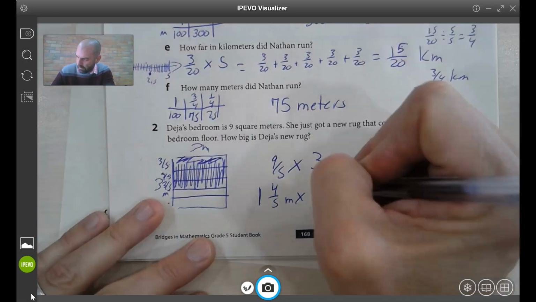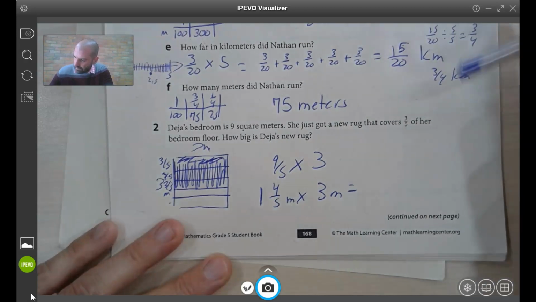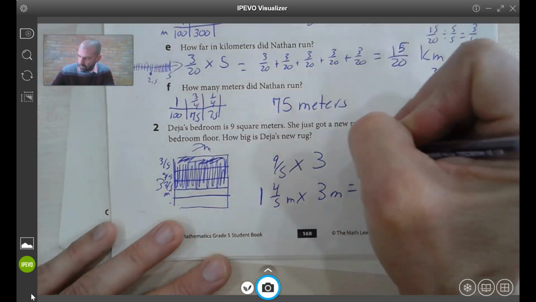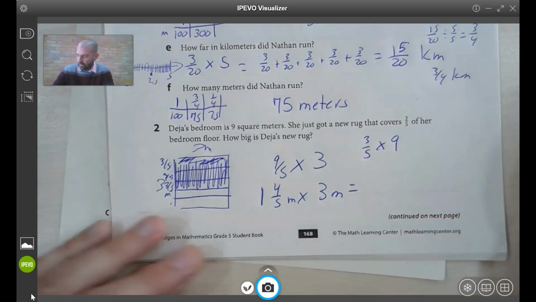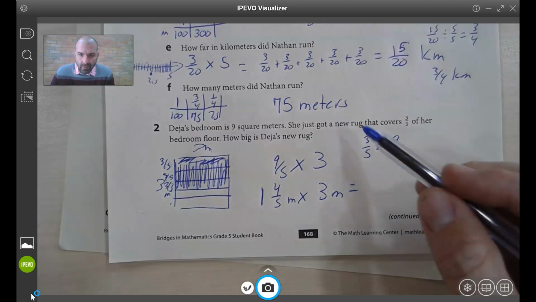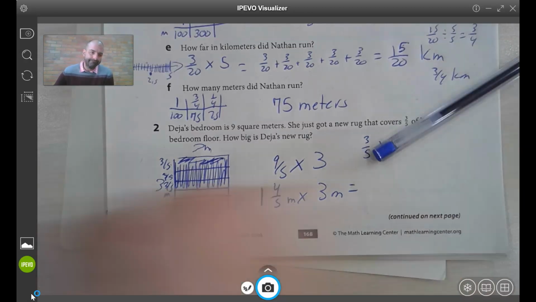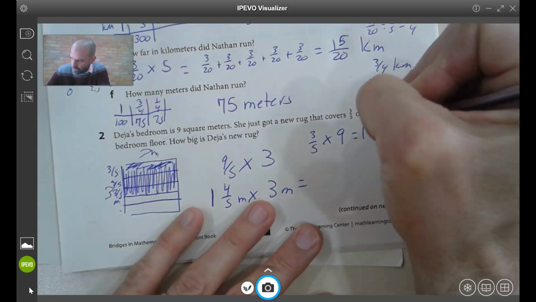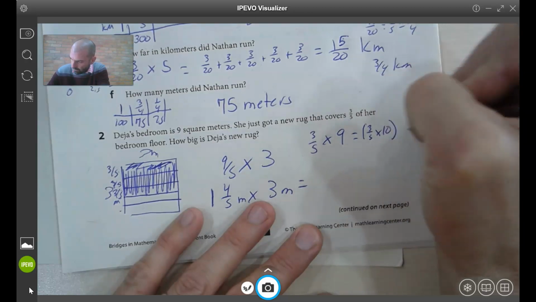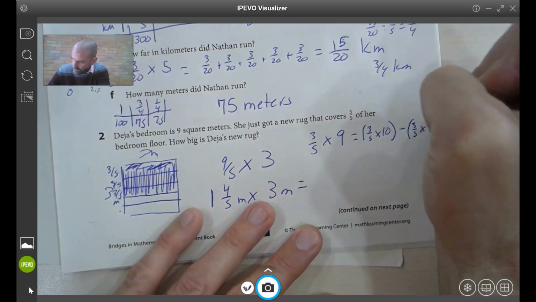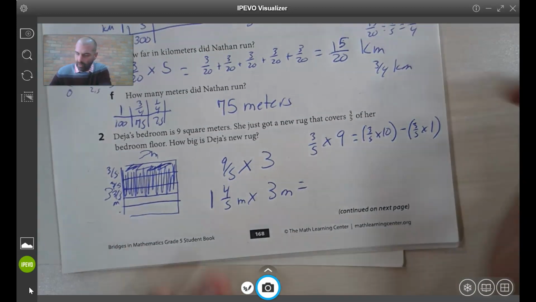This is exciting. But I'm wondering why I wouldn't just do 3/5 of 9 square meters. That seems way easier, just way simpler. Because if I had 3/5 of 9, is there anything I can do? I could do 3/5 of 10 minus 1 group of 3/5, right?